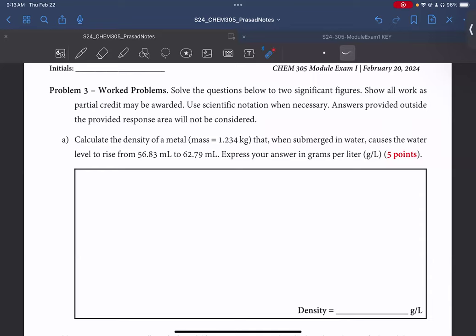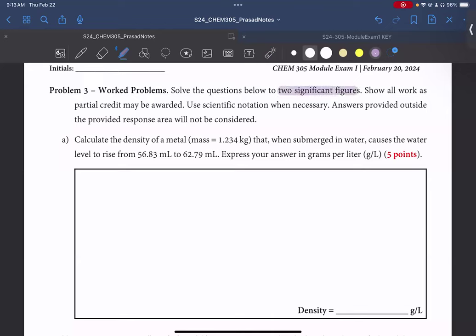There was a lot going on here. I really wanted to be straightforward and to the point, but it seems that I did not do as good of a job making the questions as clear as I needed to. But let me point a couple of things out. First and foremost, solve the following questions to two significant figures.